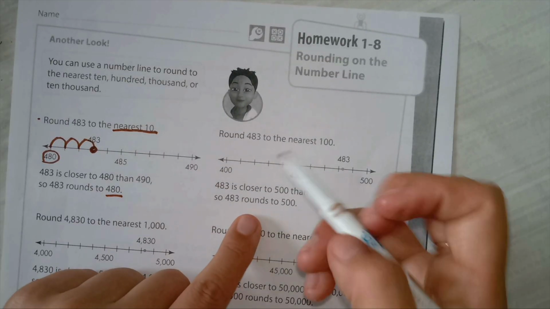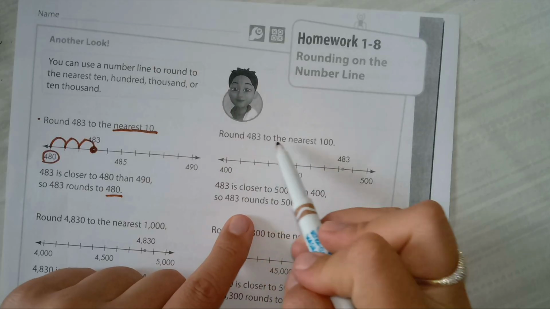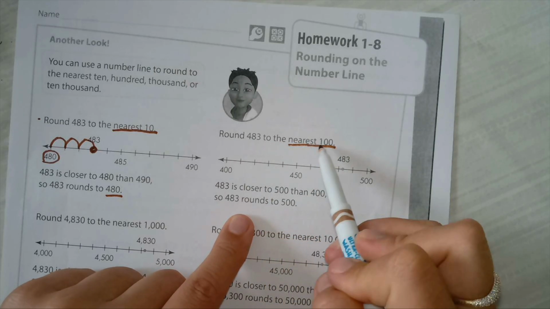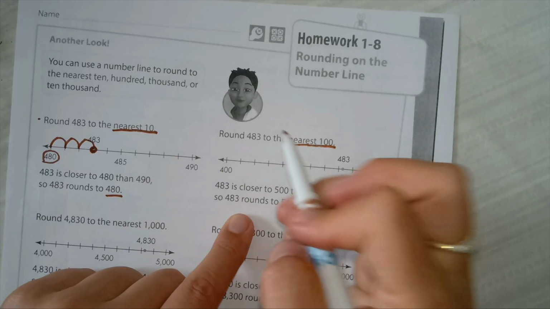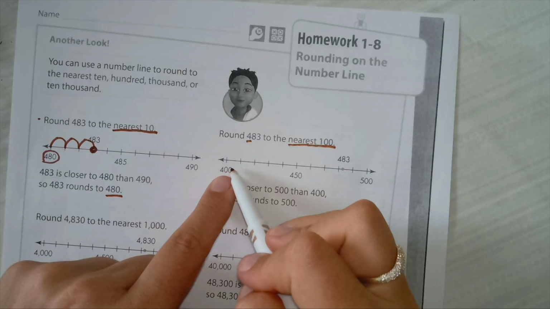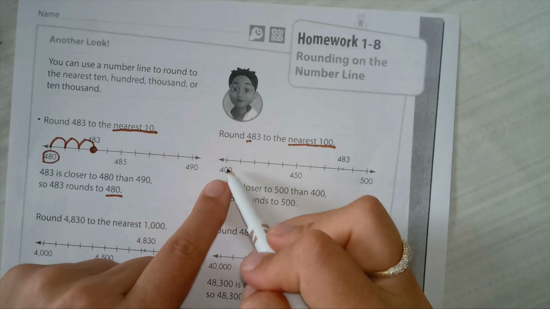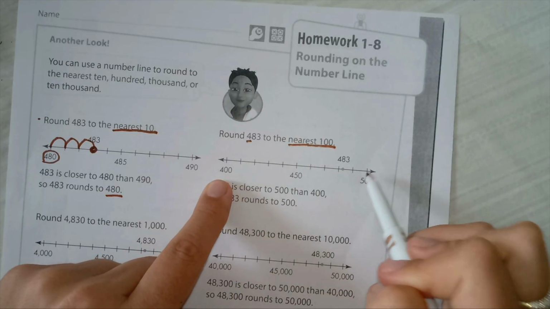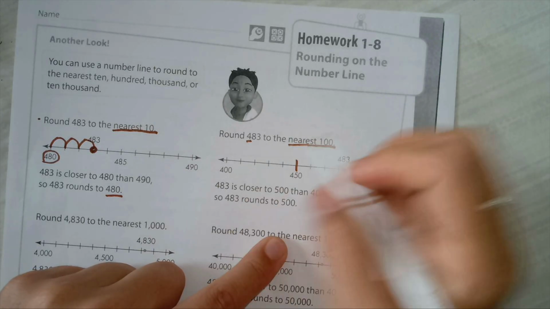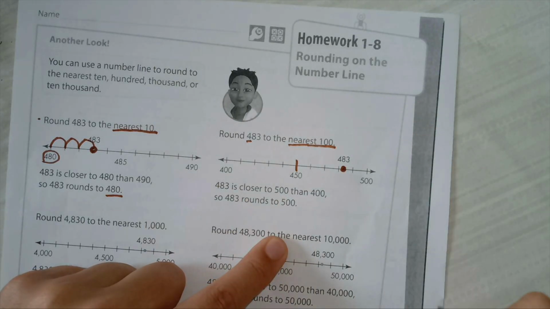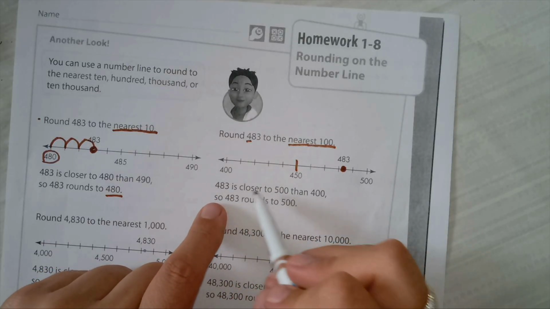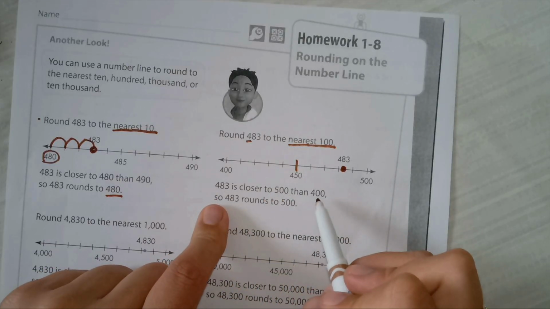Our second example says 483 to the nearest 100. So this has changed. Now we're rounding to the nearest 100. Well, I know that our number starts with a 4, so our number line should also start with 400. The next 100 would be 500. Our midpoint is 450, and 483 is right here. Well, this one says 483 is closer to 500 than 400.